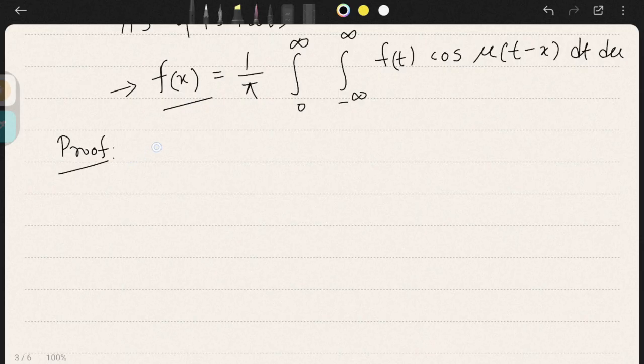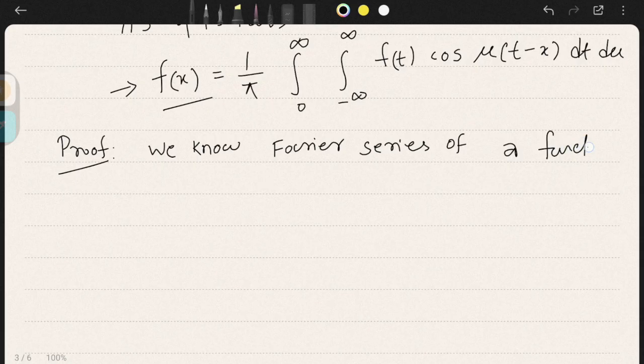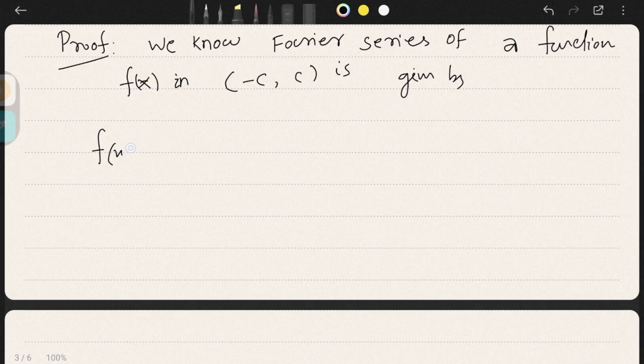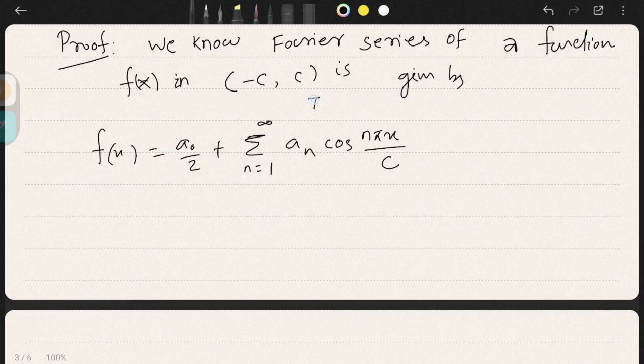So, proof. What do we know? We know the Fourier series of a periodic function f of x in minus c to c is given by f of x equals a naught by 2 plus summation from 1 to infinity of an cos n pi x by c plus bn sin n pi x by c, because the period is 2c, so the 2 cancels.